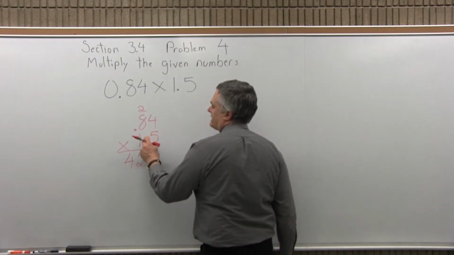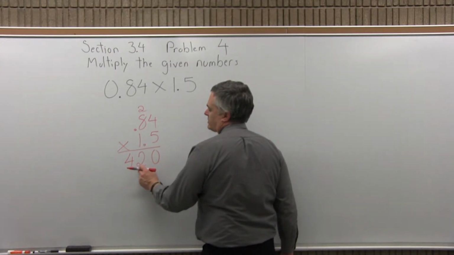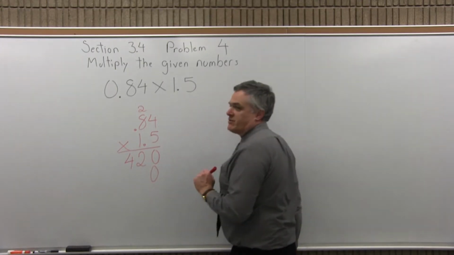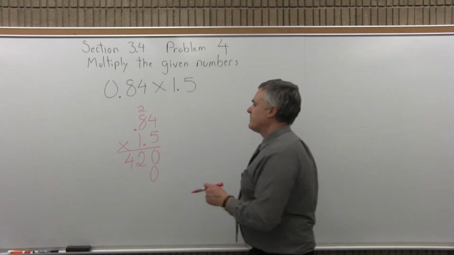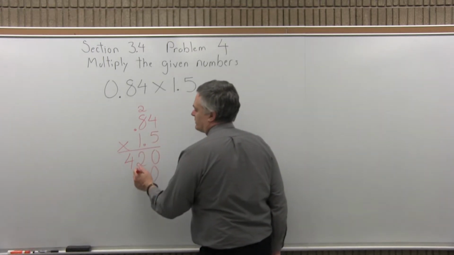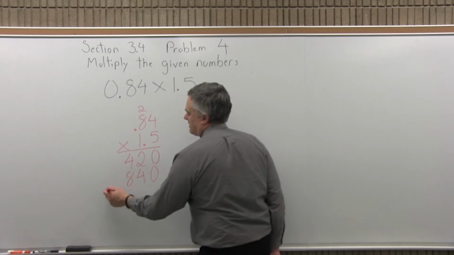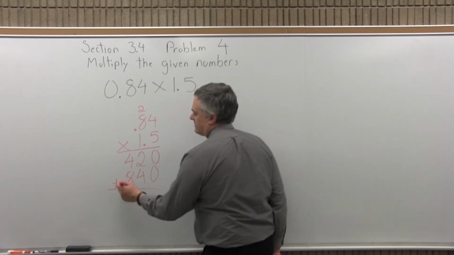Now when I go down to the next level, I want to slide over to the left by 1 position. You can put in a 0 to hold your spot if you like, or just leave a blank spot. Now 1 times 4 is 4. 1 times 8 is 8. Now I'll go ahead and add those together.